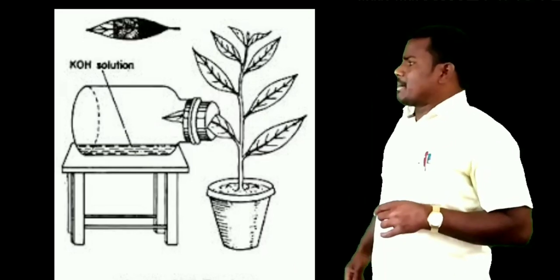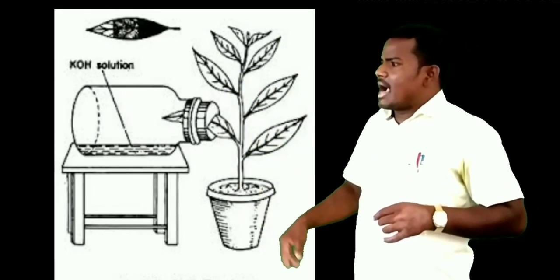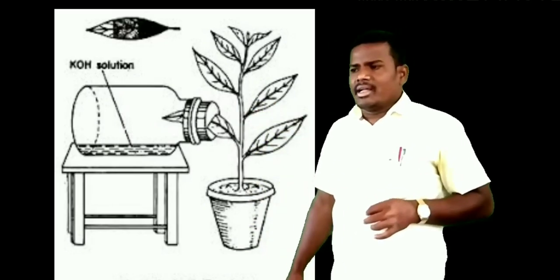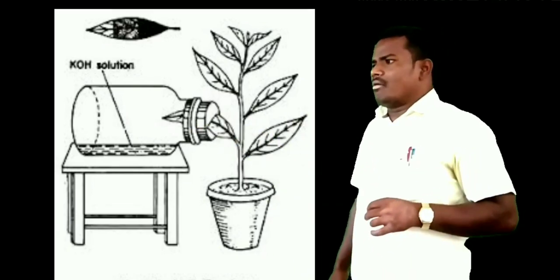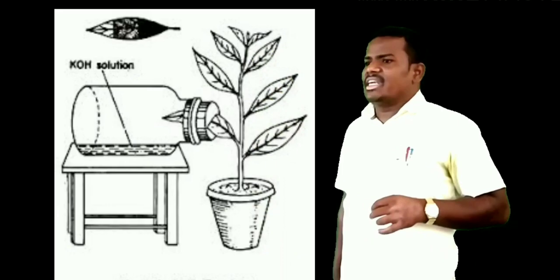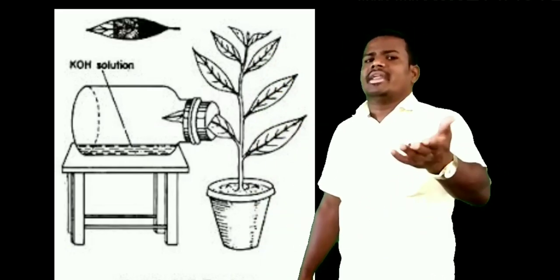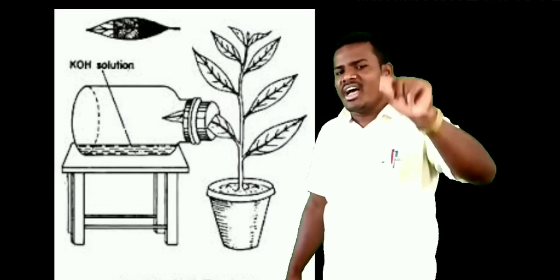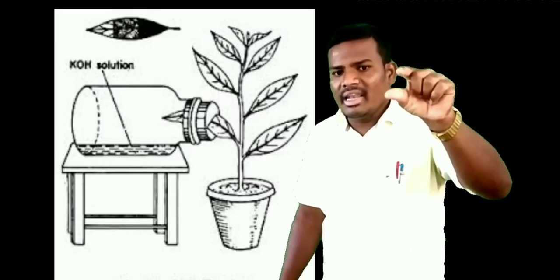Next is the observation. Take out the whole experiment and keep it in sunlight. When this experiment is kept in sunlight, after a few hours all these de-starched leaves turn into blue-black color. Why? Because of the light energy. But except the selected de-starched leaf.